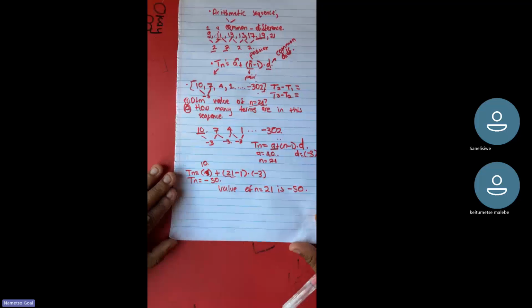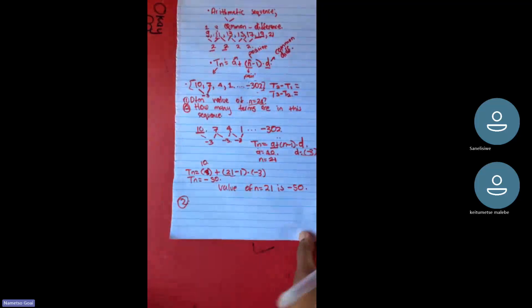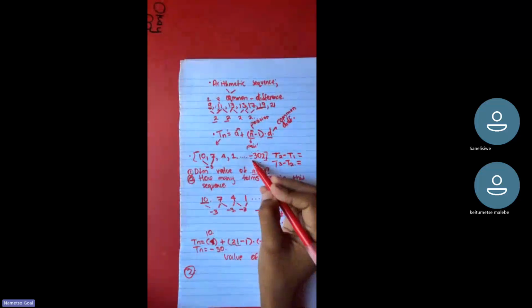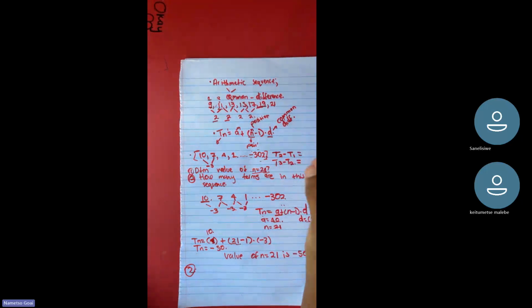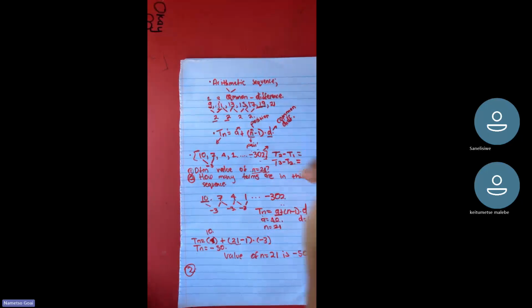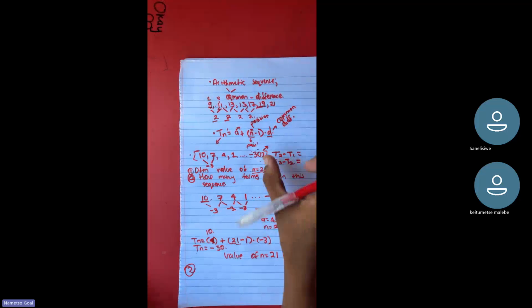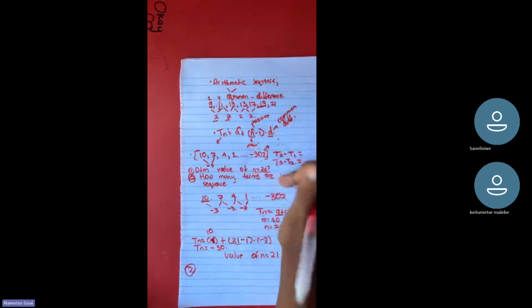Okay. Now they're asking us how many terms are in this sequence, which is number 2. How many terms are in this sequence? Remember, this negative 302 is the last term of the sequence that we have over here, right? So if this negative 302 is the last term, we can just find out which position it holds. Then since we know that it's the last one in the sequence, we can conclude that we have that many terms in the sequence.